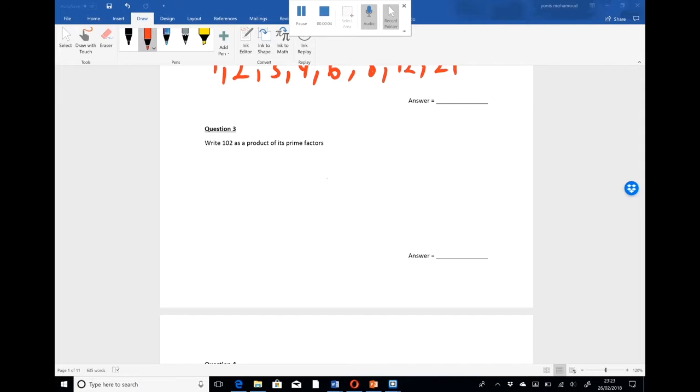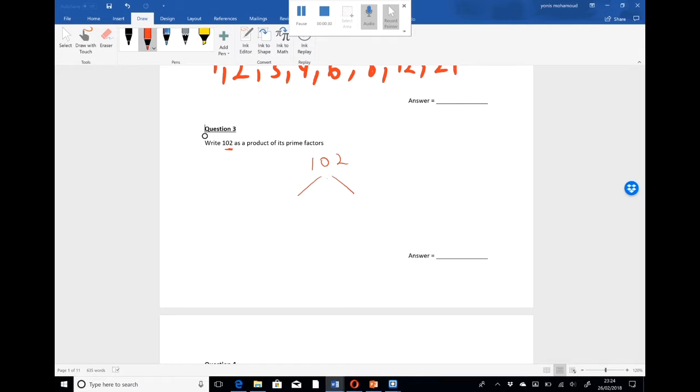Let's move down to question number 3. Question number 3 is asking us, write 102 as a product of its prime factors. Essentially what it's asking us to do is to break down 102 into prime numbers. Let me show you. I'm going to write down 102, and draw two branches sticking out of it. Essentially I'm going to draw a factor tree.